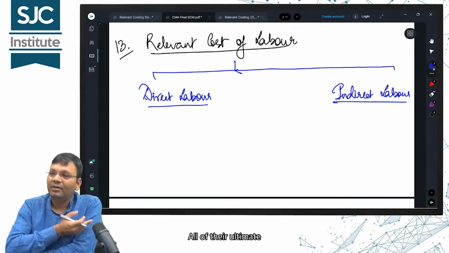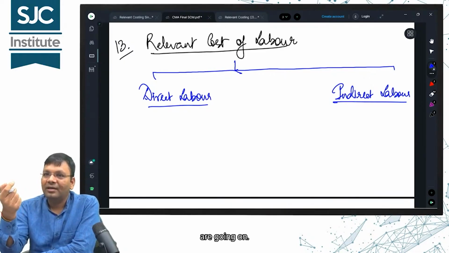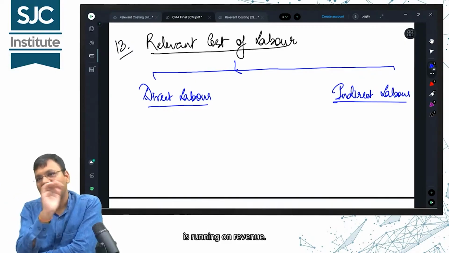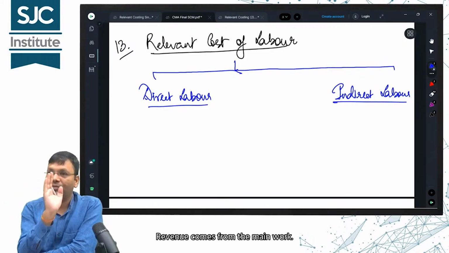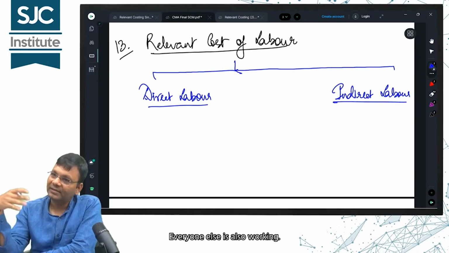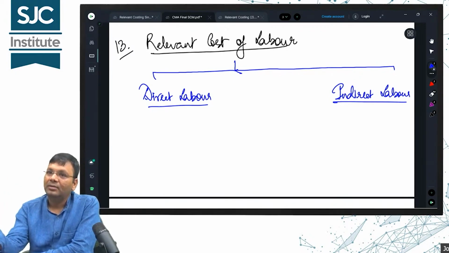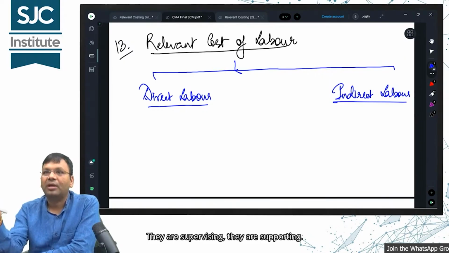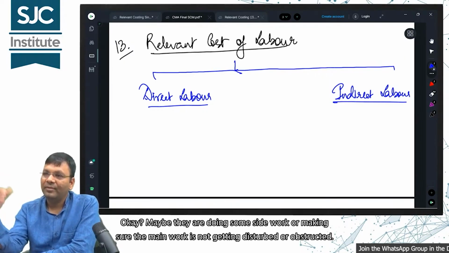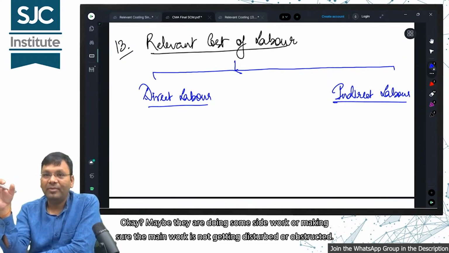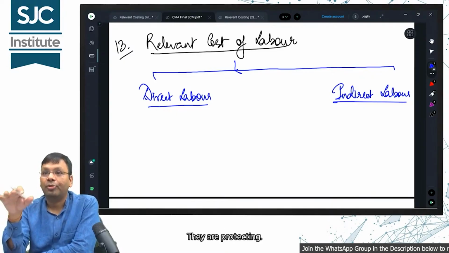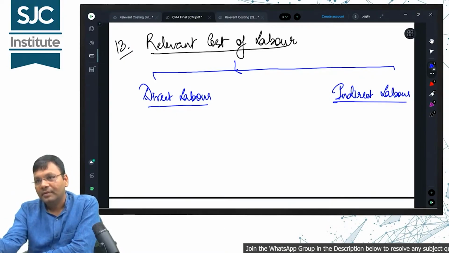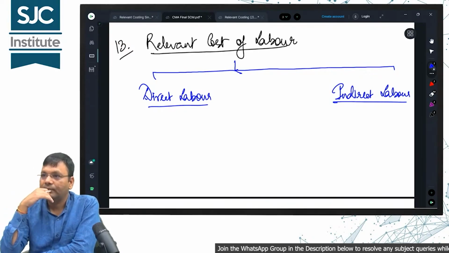All of their expenses, that main work that is happening, is running on revenue. Revenue comes from the main work. Everyone else is also working. They are supporting that main work. They are supervising, they are supporting. Maybe they're doing some side work or making sure the main work is not disturbed or obstructed. They are protecting. So, who are these other people? You must have understood. Indirect labor.